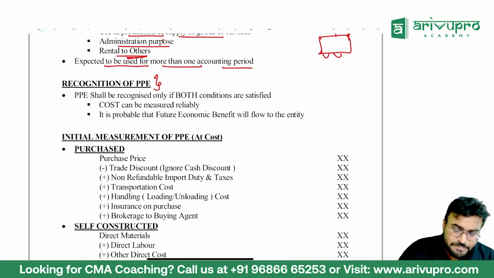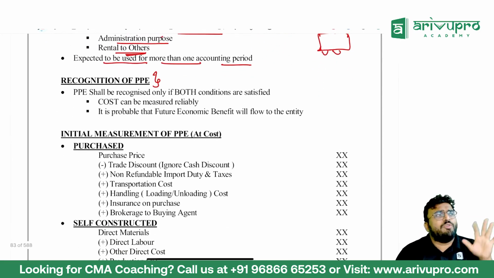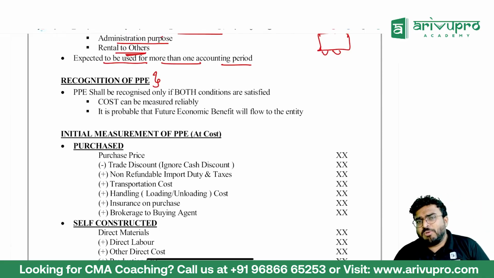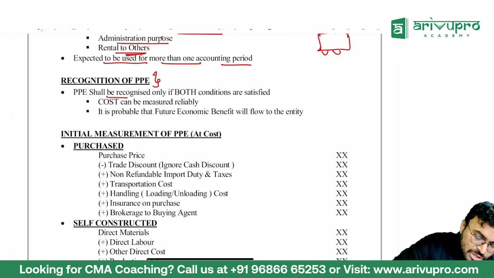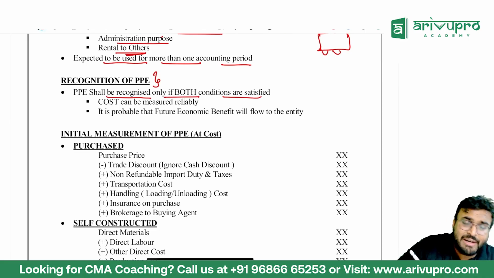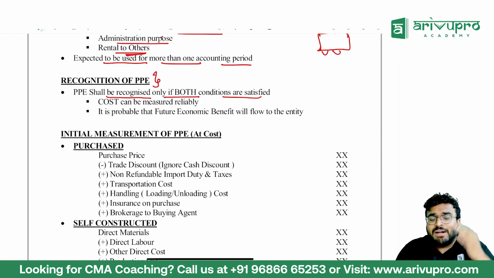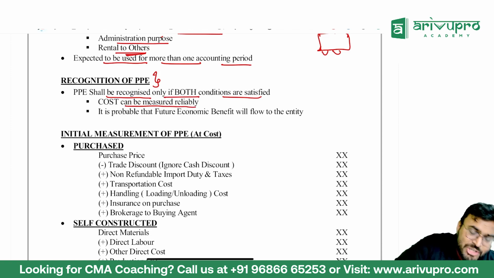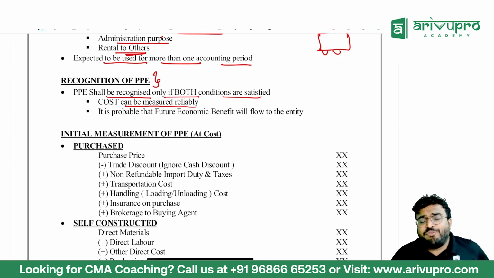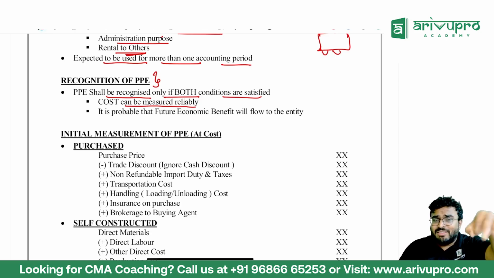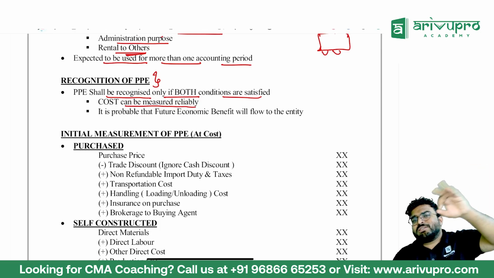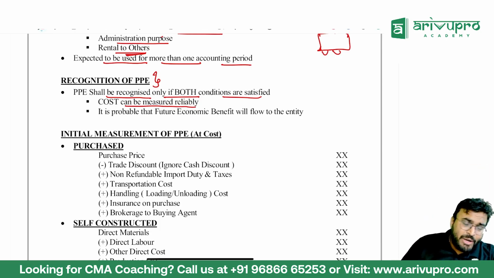Recognition of PPE. Now you're like, okay, we know, sir, what is PPE. When should I recognize it in the books, sir? Okay, PPE shall be recognized only if both the conditions are satisfied. First one, cost can be measured reliably. That means somebody gave you an asset for free. You are not going to record it. That means you should be able to measure the cost. If you are able to measure the cost, then you can recognize that property, plant and equipment.